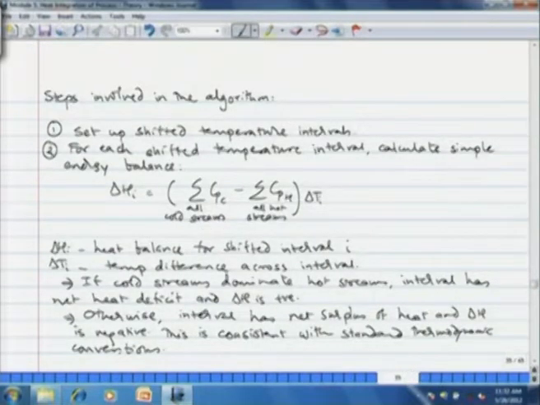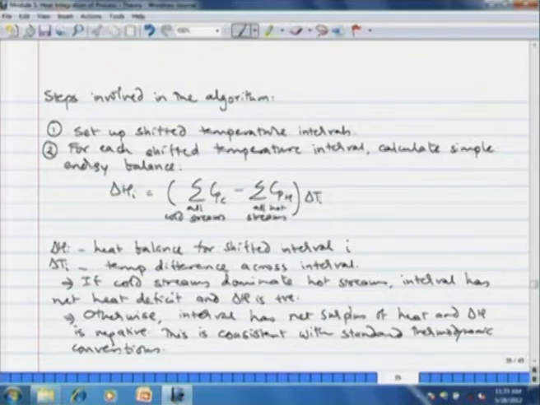The steps involved in this algorithm: first set up the shifted temperature intervals, then for each shifted temperature interval calculate the simple energy balance. Delta Hi is equal to summation Cpc for all cold streams minus summation Cph for all hot streams, into delta Ti, the temperature difference of that interval. So delta Hi is the heat balance for shifted interval i, delta Ti is the temperature difference across the interval. If the cold streams dominate hot streams, the interval has a net heat deficit and delta H is positive.